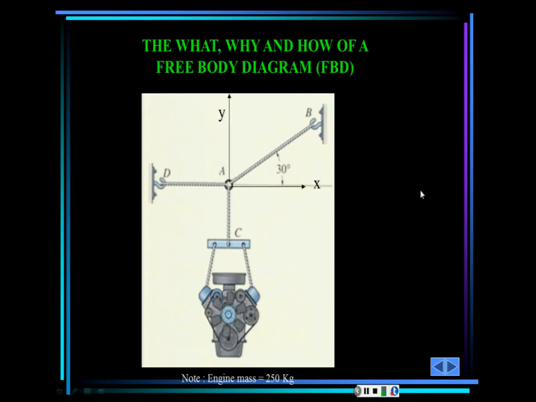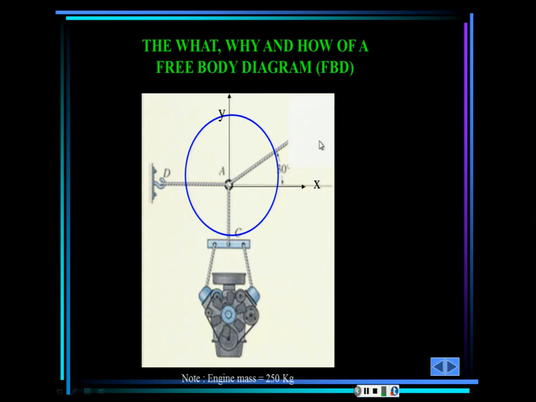So the first thing that we're going to do is set up an axis of reference. If we are dealing with particle equilibrium, the best place for setting up your reference is at the point where you want to do the equilibrium. Secondly, you're going to isolate that point. You're going to make a circle, a shape around that point. And once you do that, you're going to start cutting out the cables one by one, the other forces, and eliminating this part like that.